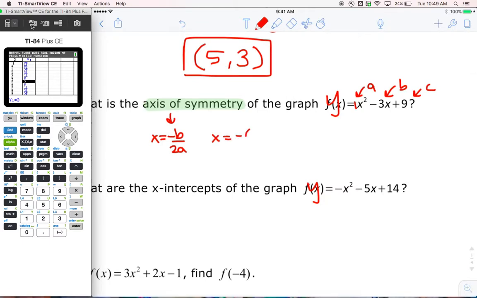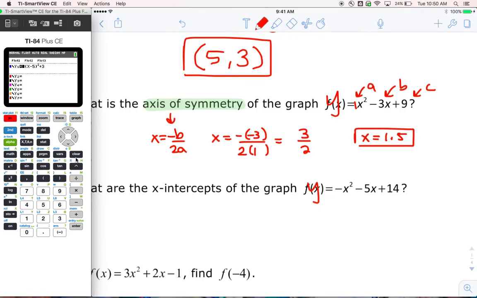We got -b, and what was b? b was -3. Over 2, and then a. What was a? a is just 1. All right, plug them in and clean it up. So we've really got -(-3), which is +3. 2 times 1 is 2. So x equals 3 over 2. If you want to write a decimal for that, that's also fine. So x equals 1.5. Always a good idea to take a look at your graph just to confirm and make sure this is looking reasonable.